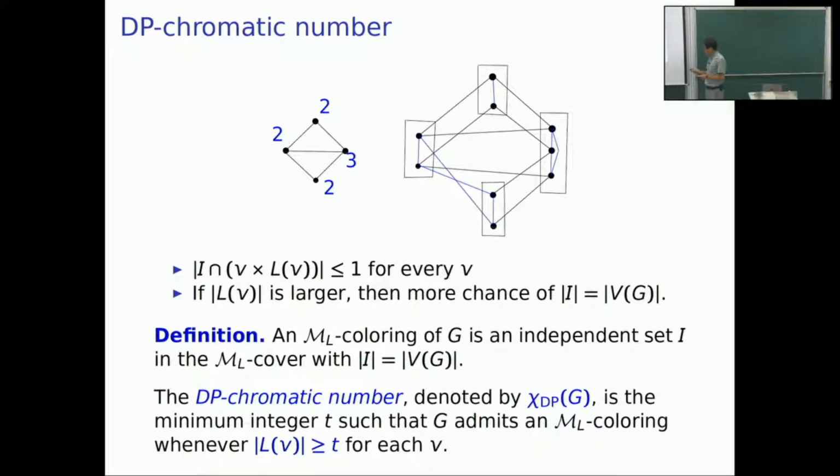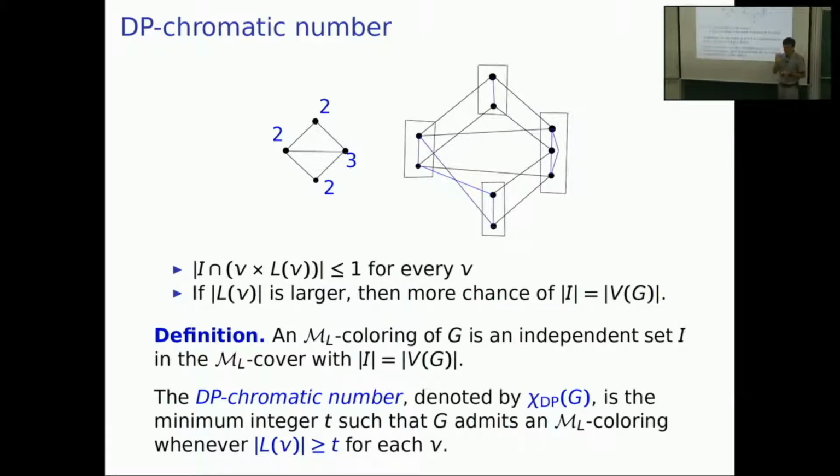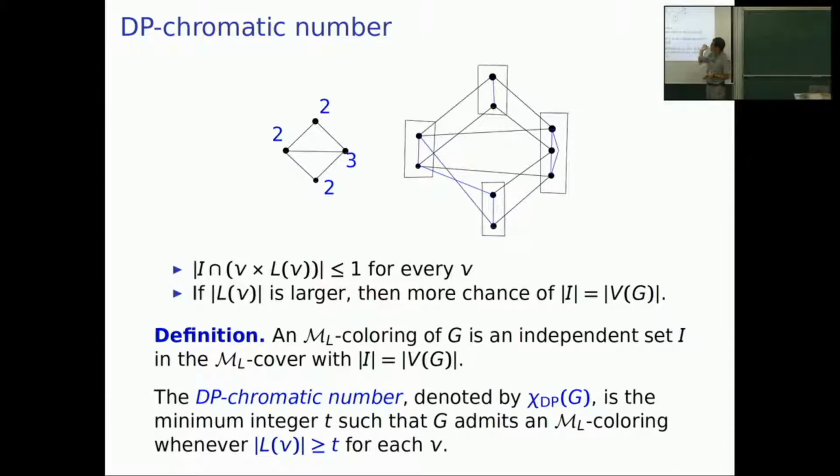So here, each set is a complete graph. So when you find an independent set, we can select at most one vertex from each. Because of that, alpha of H is at most this size.